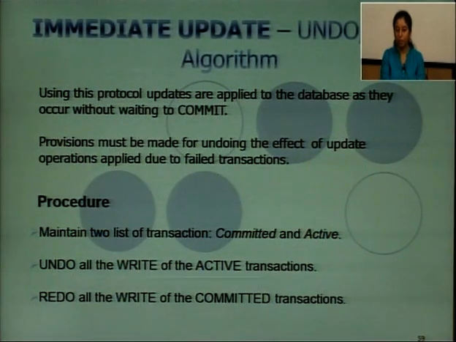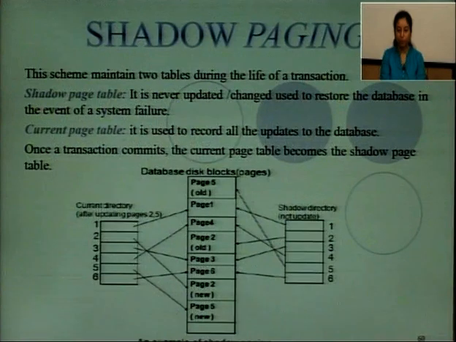This is immediate update. Again, an undo/redo algorithm. Using this protocol, updates are applied to the database as they occur without waiting for the commit. Provisions must be made for undoing the effect of update operations applied due to a failed transaction. The procedure: maintain a list of transactions that are committed and active. Undo all the writes of the active transactions. Redo all the writes of the committed transactions.